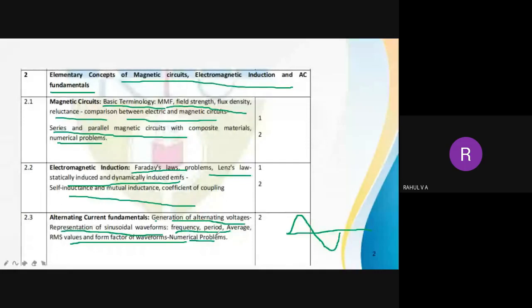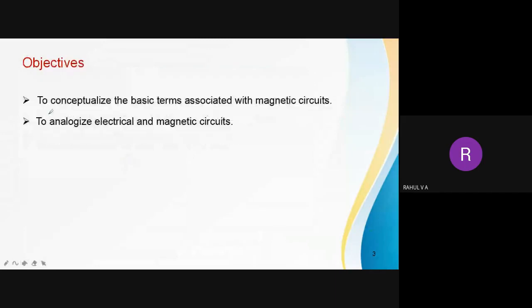Okay, so let us start the class. The objective of this module is to conceptualize the basic terms associated with magnetic circuit, and to analyze electrical and magnetic circuit. So we were comparing electrical and magnetic circuit. Also, we will learn some basic terms about magnetic circuit.